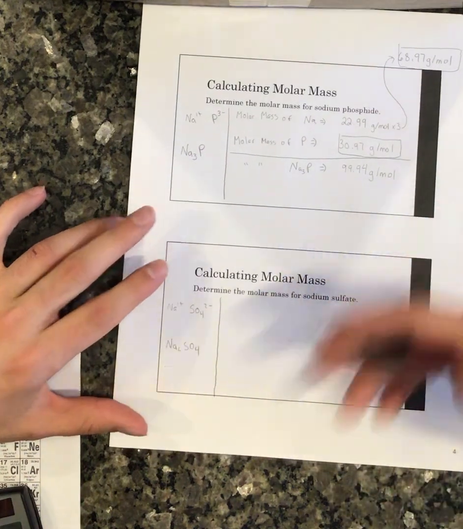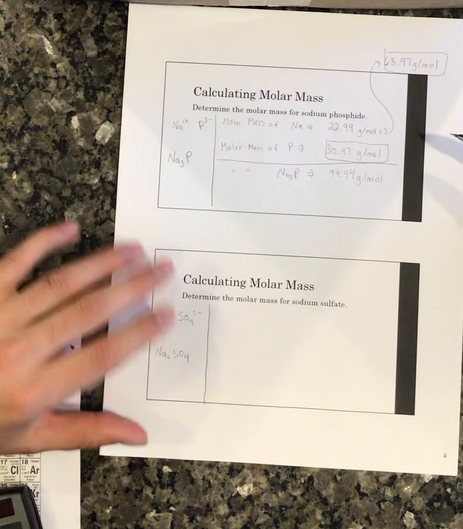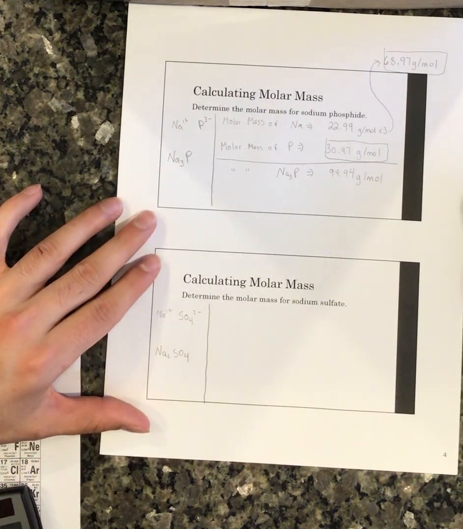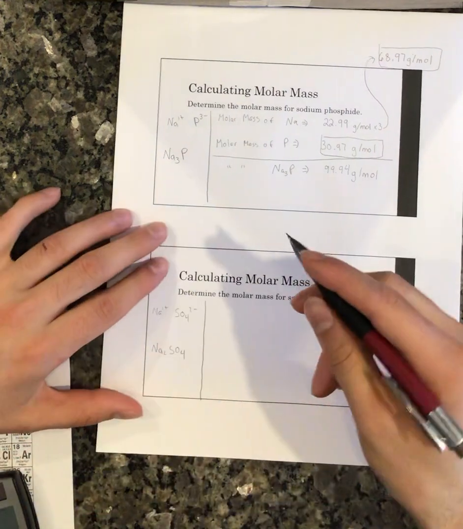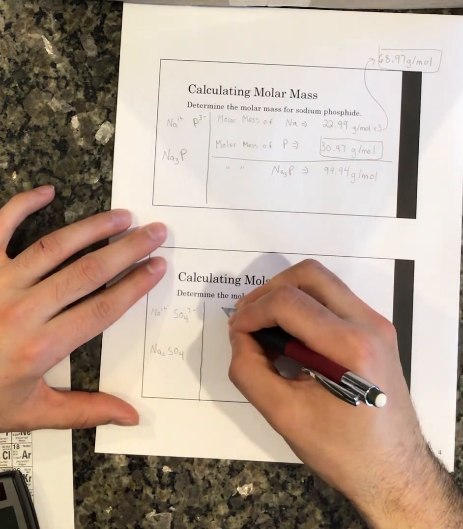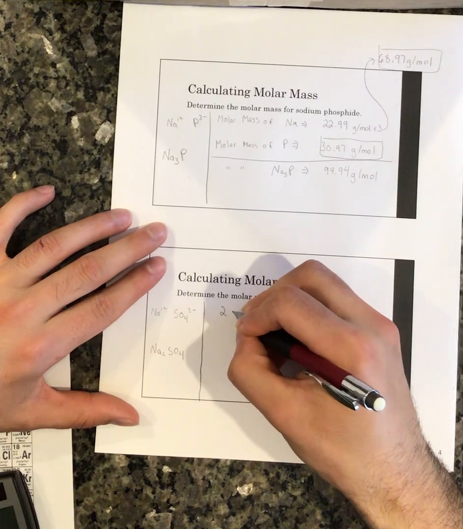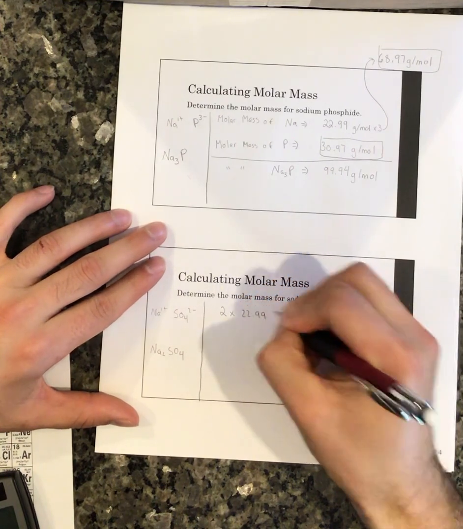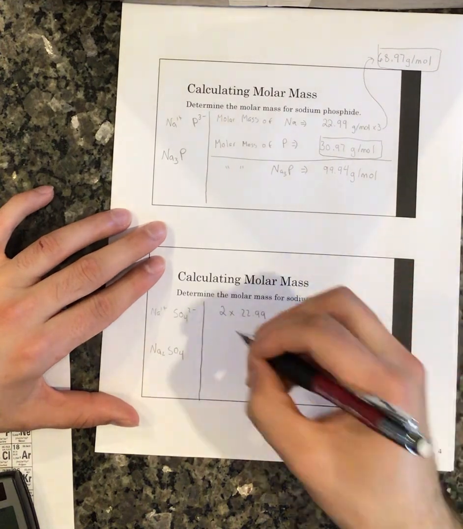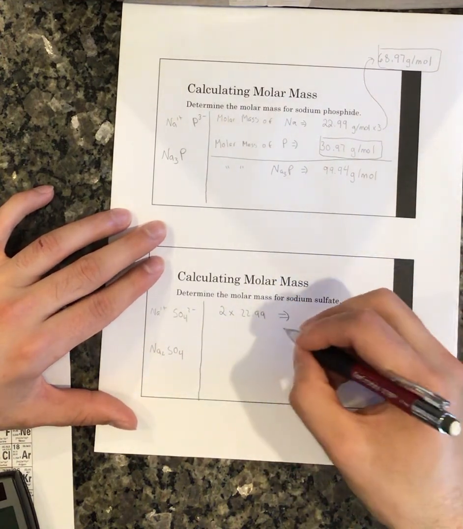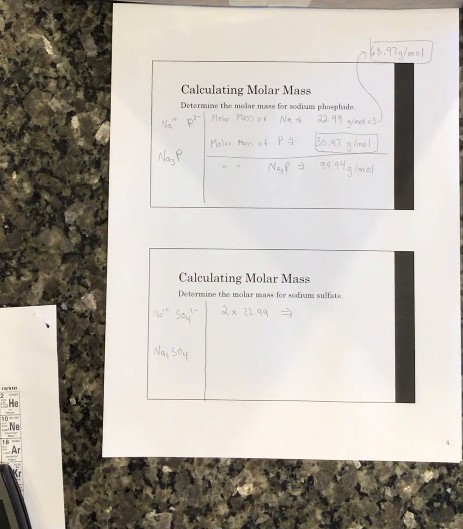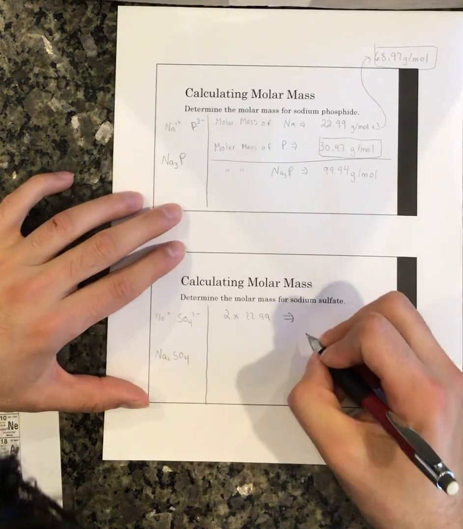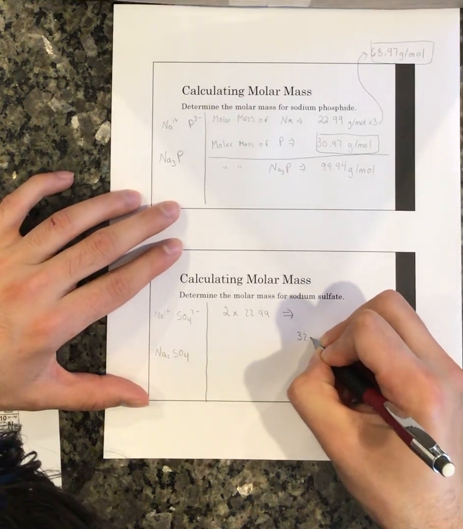Okay, so once you start getting better at this, you don't have to write it out every single time. I'll be looking for the final answer. Because like I said, we're going to be using this throughout the unit, so it's just important that you're able to calculate it correctly. Okay, so what I'm going to do is 2 times 22.99. Okay, so that's for sodium. Okay, I have 1 sulfur, and sulfur here is 32.07. So I'm going to put it over here, 32.07.